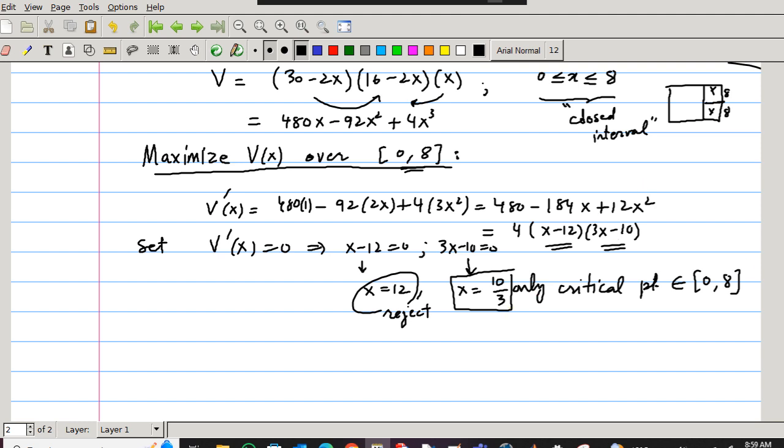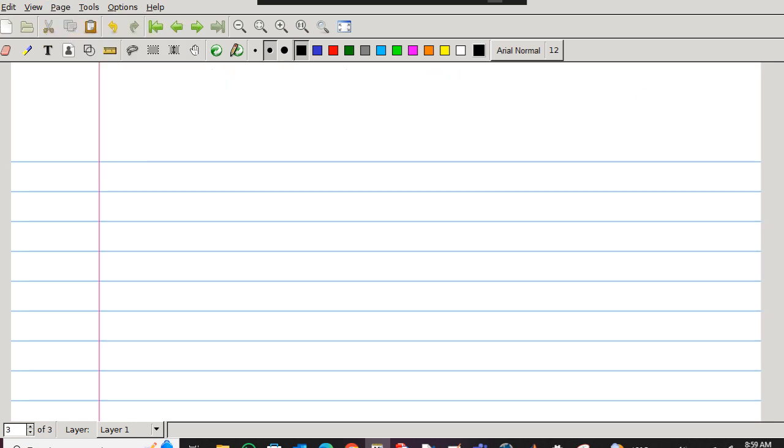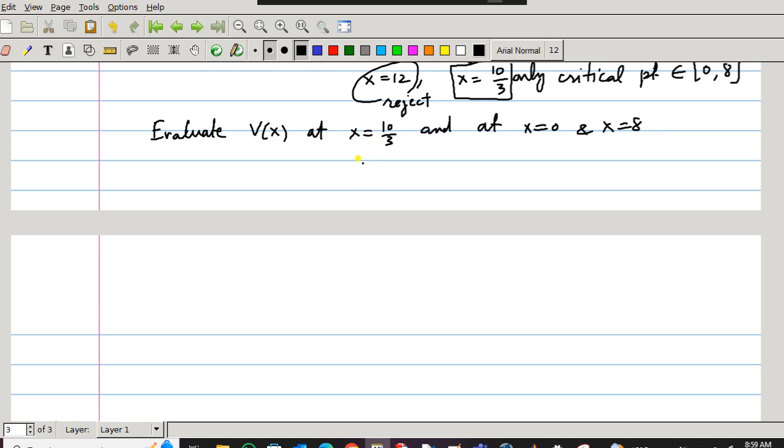So now the final step was to evaluate our V(x) at the critical point and at the end points. At x equal to 10 by 3, the critical point, and at the end points, which are 0 and 8. Right? So this is what I have to do. We are evaluating at the critical point, and these are the end points of the interval.